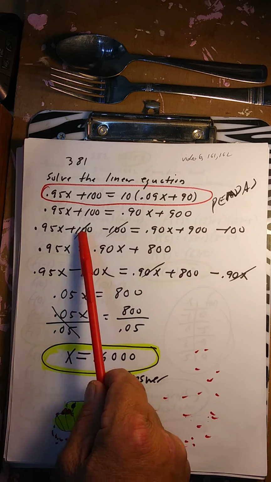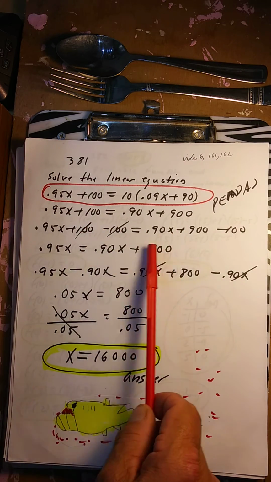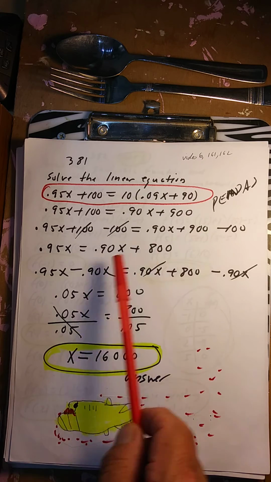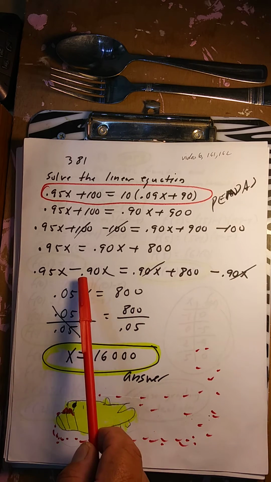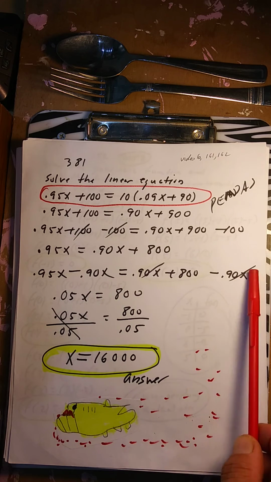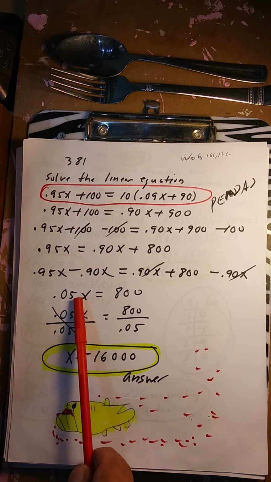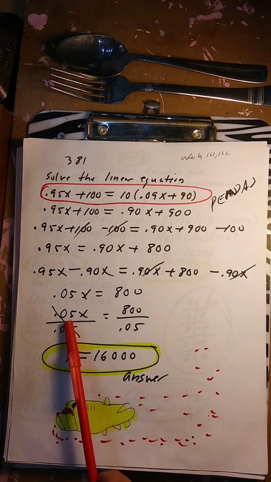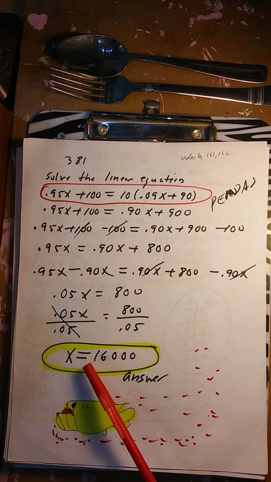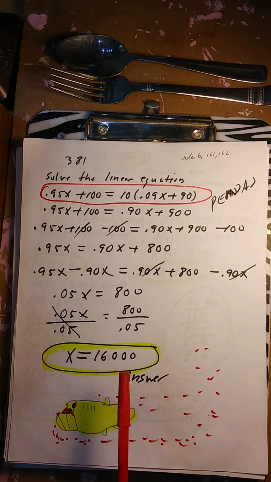So now I'm going to subtract 100 from both sides. These are gone. So 0.95x equals 0.90x plus this. Minus 0.90x, minus 0.90x. These are gone. So 0.05x equals 800. Divide by 0.05 on both sides. These are gone. So the answer is going to be what? 1,000. No, 16,000. Okay. And remember, sharks.